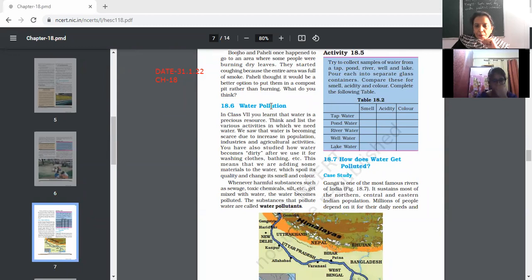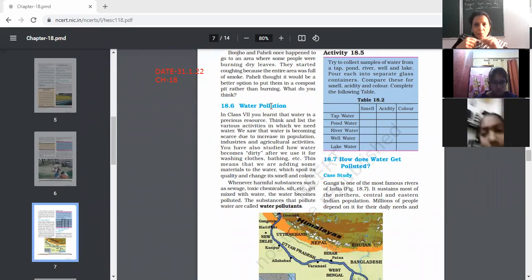We were continuing with chapter number 18, air and water pollution. So already we had discussed air pollution, the causes of air pollution, and how air pollution can be reduced, the ways, or what our government is doing to reduce this. Next, we'll continue with water pollution.